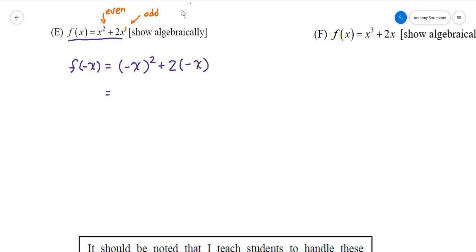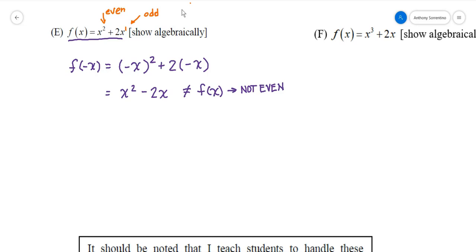When I simplify that, squaring a negative x is just going to make it a positive again, so there's no more negative needed. But a multiplication of a positive 2 times a negative x is going to give me a minus 2x. So f of x was originally x squared plus 2x. F of negative x is x squared minus 2x. So I could say at this point, this doesn't equal f of x. So I can say at this point it's not even.